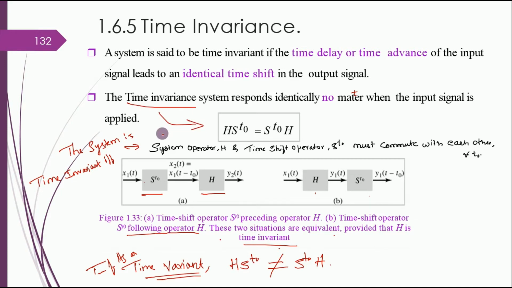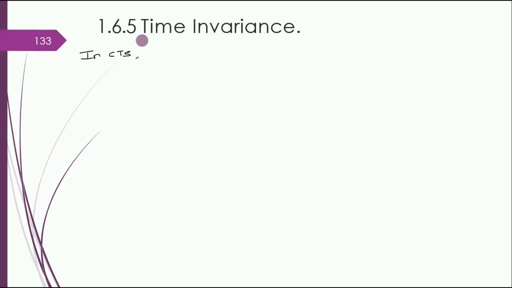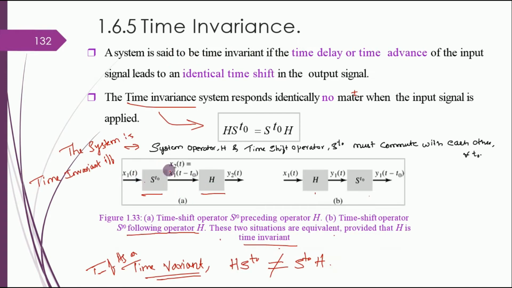Remember this. So we shall consider a continuous time signal domain wherein y1 of t is equal to H of x1 of t. I am considering the first block diagram. Just check here. y1 of t, let me call it y1 of t.